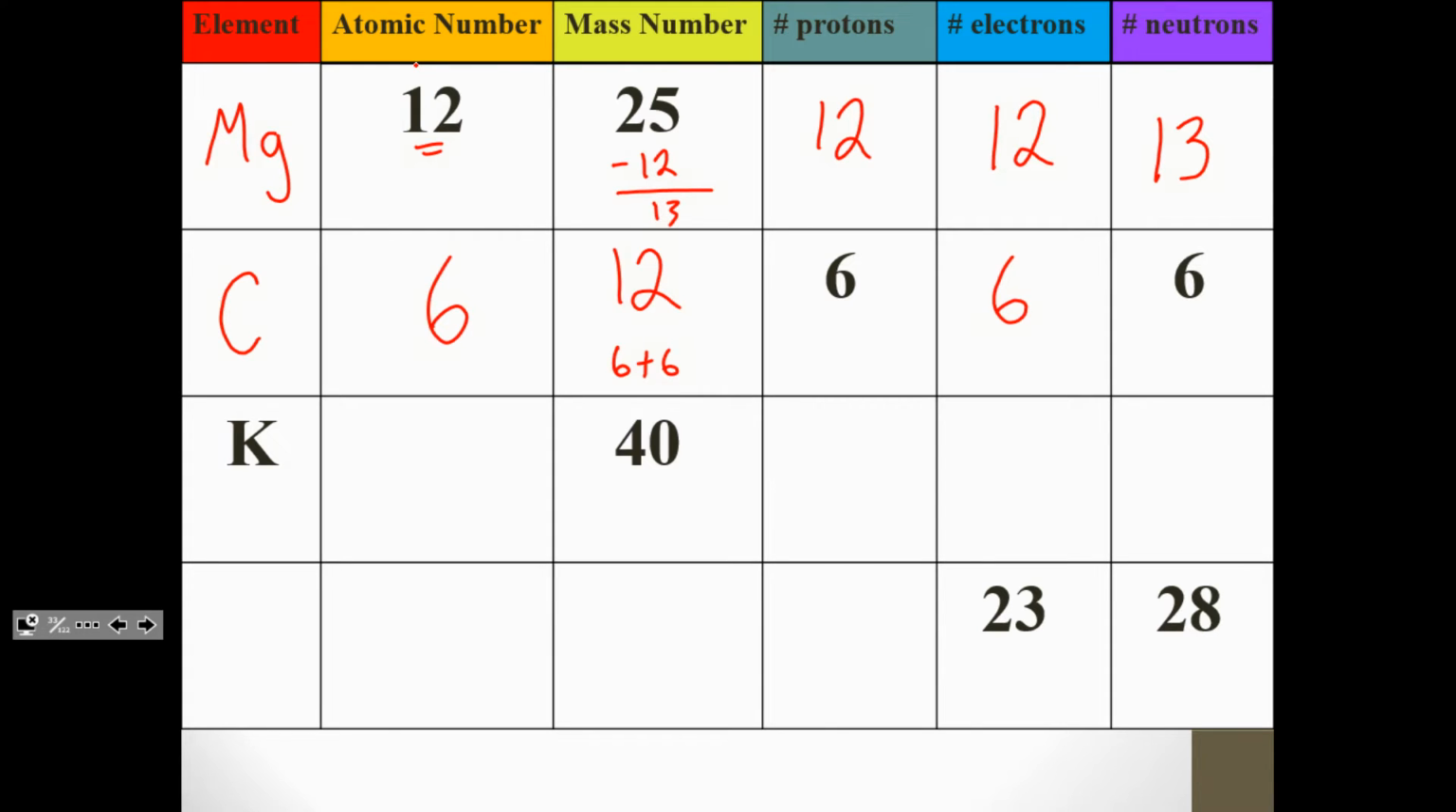The element symbol on the third row is potassium, which means I'm going to have an atomic number of 19, which will give me the number of protons and electrons. Mass number minus the number of protons is going to tell me the number of neutrons. And in this case, that would be 21.